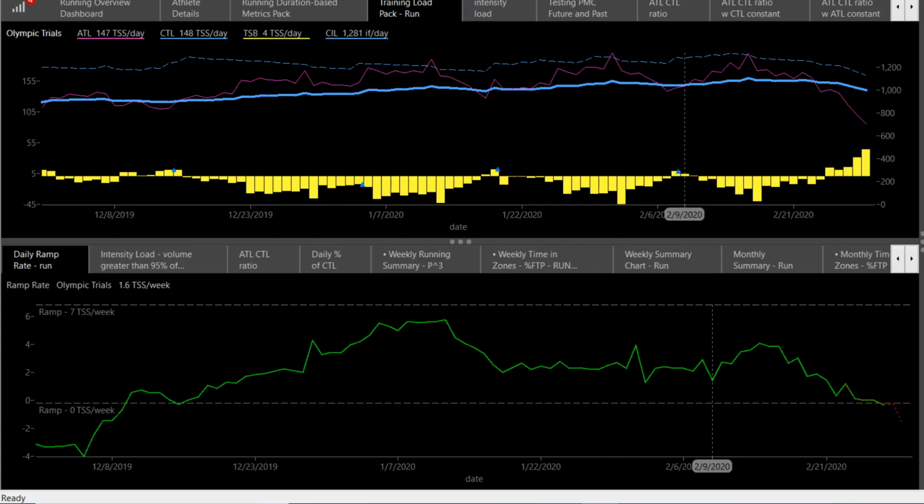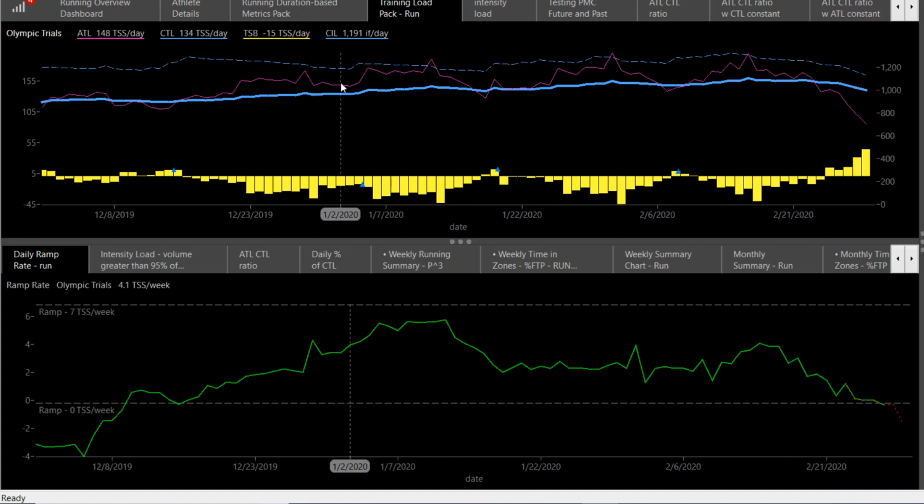This time I'm going to use the Performance Manager chart and talk a little bit about tapering. Last time we talked about build, and this time we're going to talk about tapering. So once again, the blue line is chronic training load, the pink or magenta line is acute training load, the yellow bars are training stress balance, and down below we have the chronic training load ramp rate, CTL ramp rate.